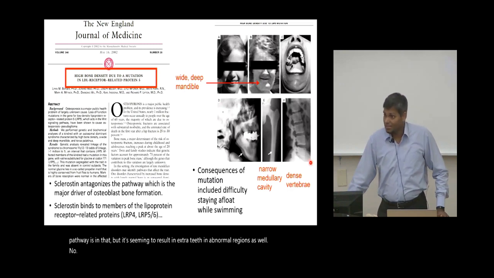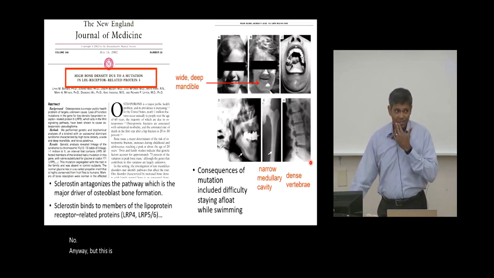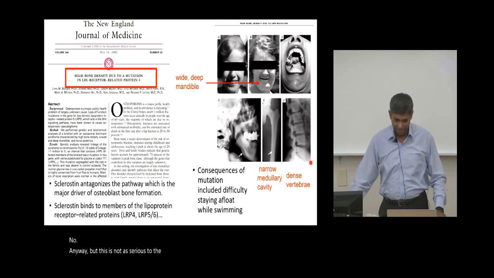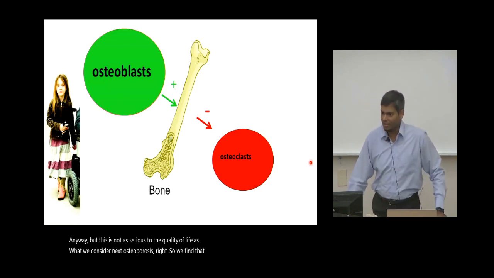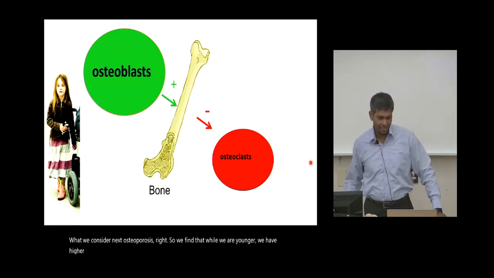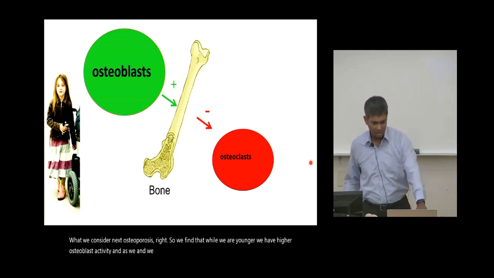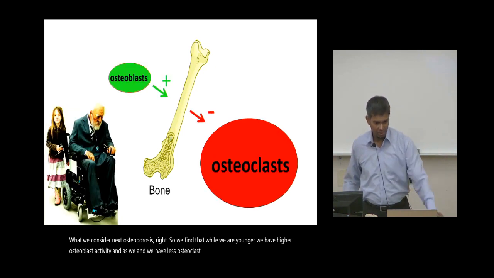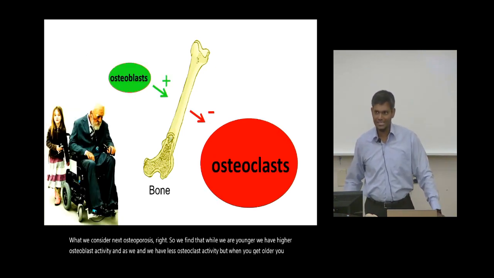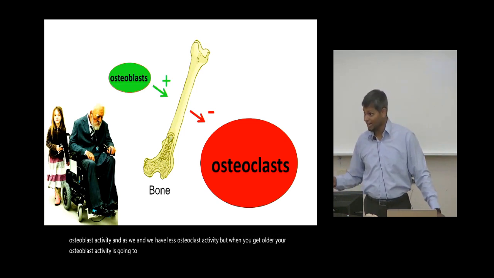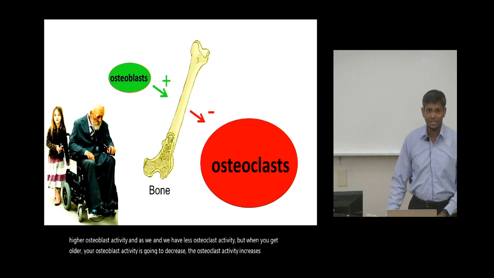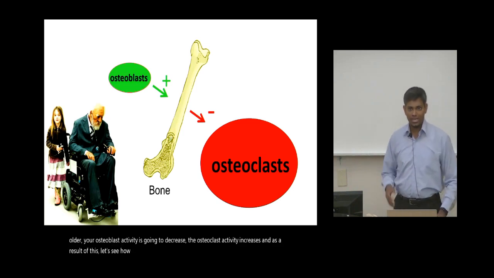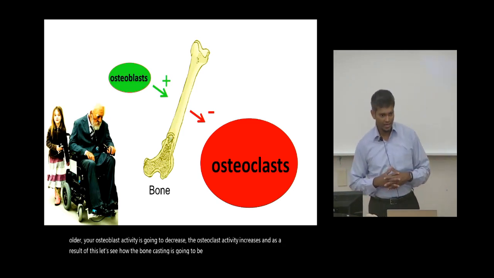Anyway, but this is not as serious to the quality of life as what we consider next, osteoporosis. We find that while we're younger, we have higher osteoblast activity and less osteoclast activity. But when you get older, your osteoblast activity decreases and the osteoclast activity increases. As a result of this, let's see how the bone calcium is going to be affected as we age.